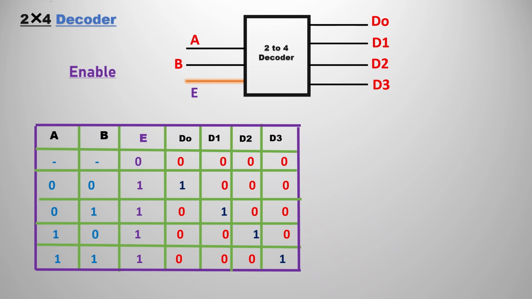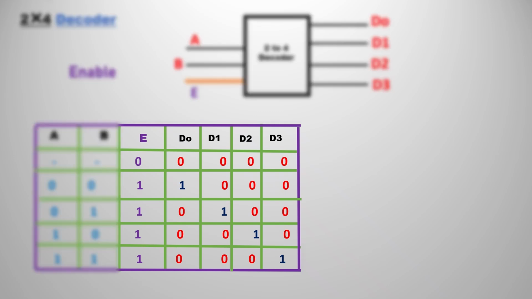But just remember, if enable is 0, the decoder will not work. If enable is 1 only, then all decoder outputs will be correct. If you observe the truth table, I have taken another variable, that is E. So when enable is 0, whatever A and B are, all the outputs would be 0. If enable is 1 only, then all the remaining things will be the same.